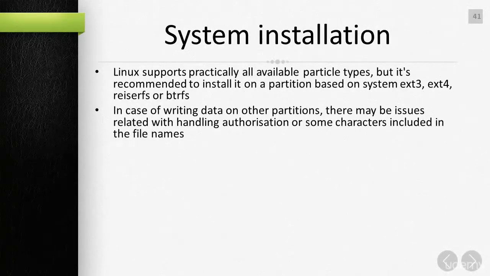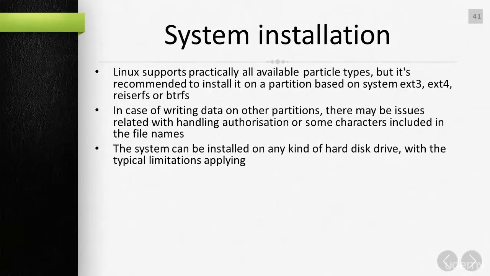Theoretically, the system could be installed on different partition types, but due to the limitations of file systems such as FAT or NTFS, Linux requirements will change, and there can be a problem with the handling of certain characters, or user rights. These file systems are not really designed for this purpose, so you should avoid trying to install Linux on these two types of partitions. The Linux system can be installed on virtually any kind of hard disk.